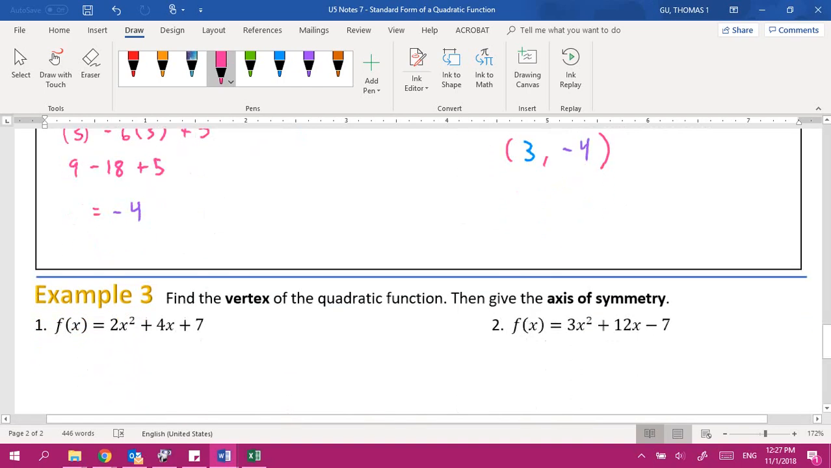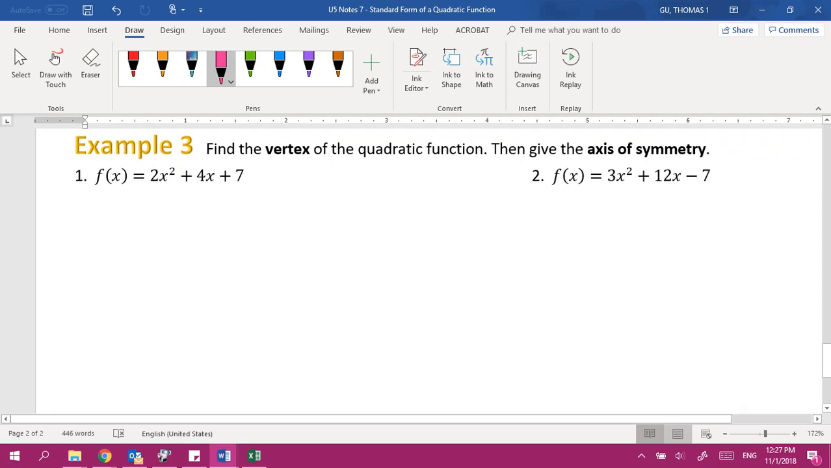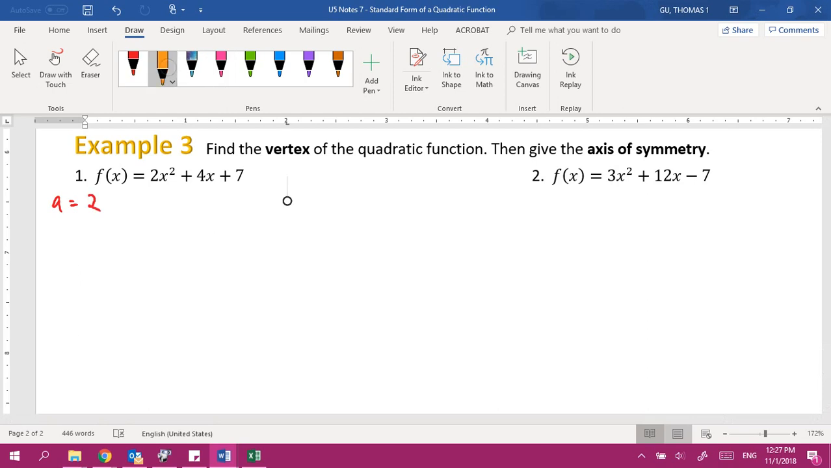So let's try an example then. Look at example 3 right here, number 1. So we're going to find the vertex of the quadratic function, then we're going to give the axis of symmetry. So what are the variables that I want to identify? Let's just get in the habit of doing A, B, and C because we are going to be using all 3 eventually. So what's A? 2. What's B? 4. And what is C? 7. That's right. And so what is my formula for finding the x value of axis of symmetry? Negative B over 2a.